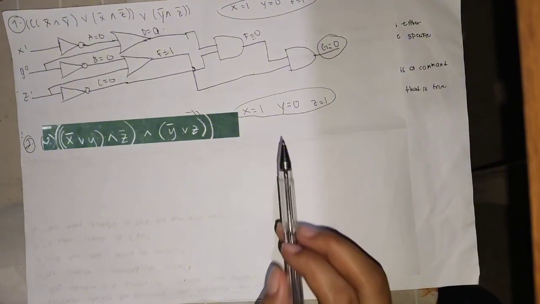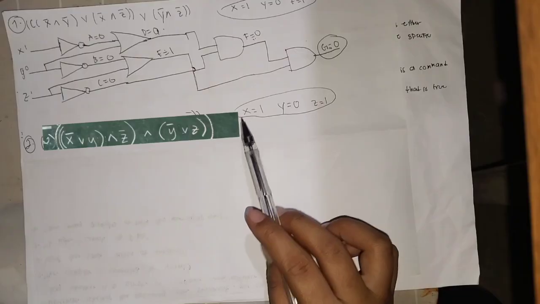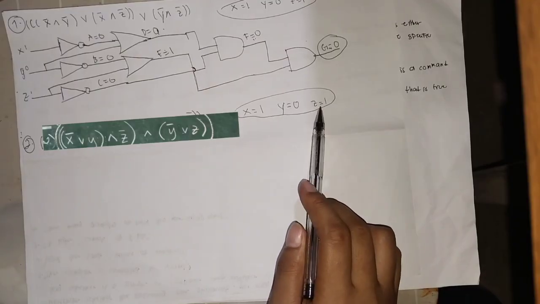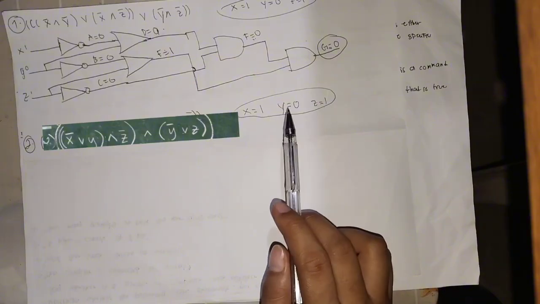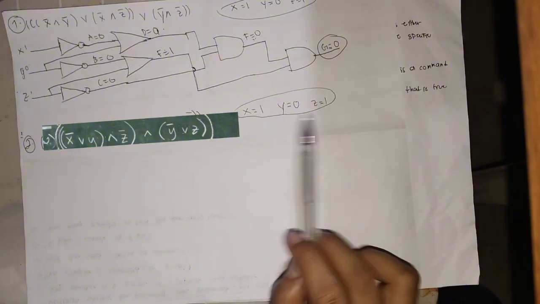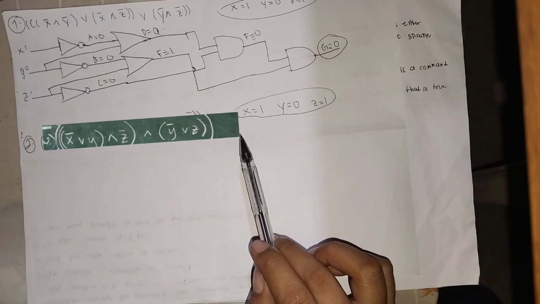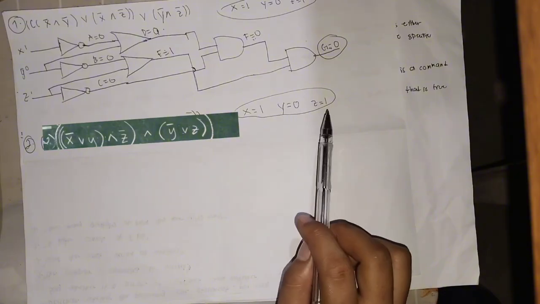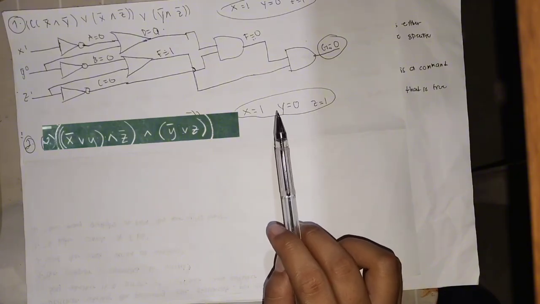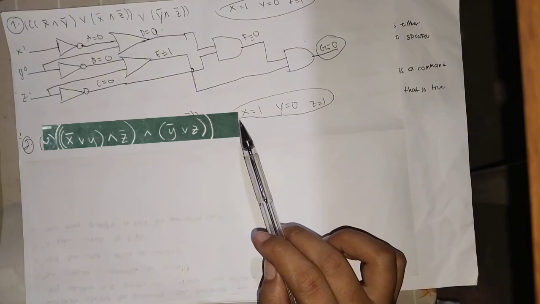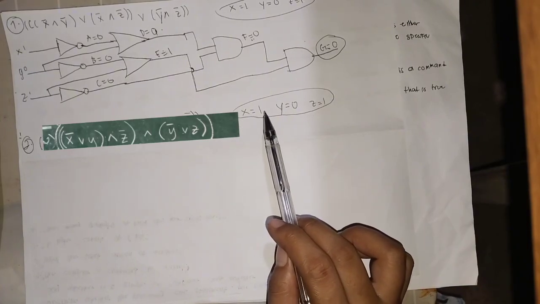So first, let's look at our input. X is equal to 1, Y is equal to 0, and Z is equal to 1. Notice that X, Y, and Z each go to a NOT gate, also called an inverter. As we know, a NOT gate simply flips the signal. So if we input a 1, we get a 0, and if we input a 0, we get a 1. So let's label these intermediate points.